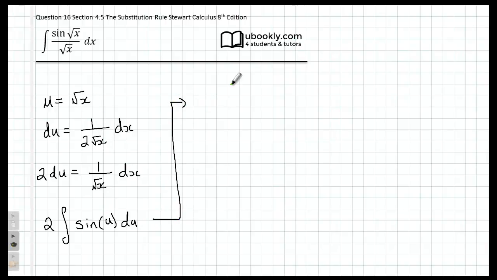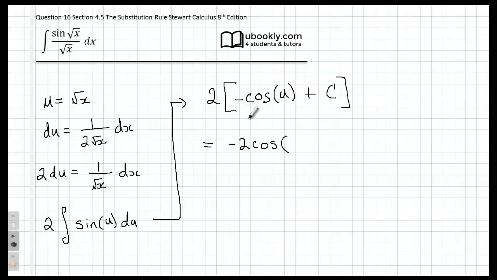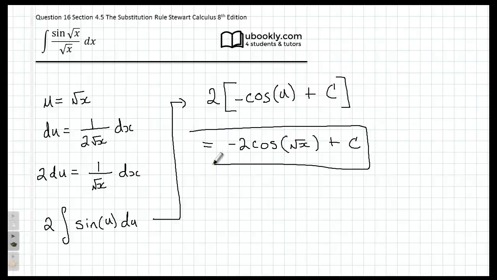Now I can integrate this easily. It will be 2 times the integral of sine, which is negative cosine, plus c. That simplifies to negative 2 cosine, and the u is square root of x, plus c. Okay, next question.